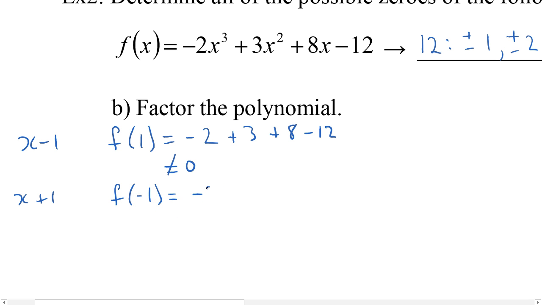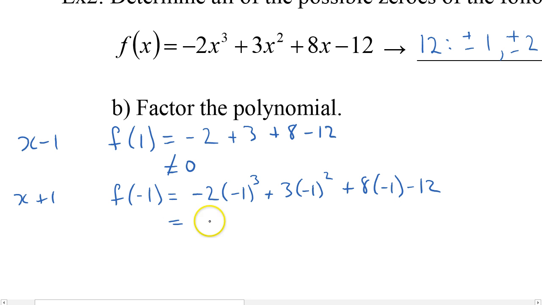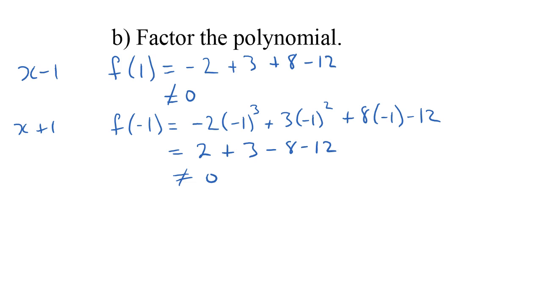So I'll get negative 2 times negative 1 cubed plus 3 times negative 1 squared plus 8 times negative 1 minus 12. Let's see. This will be negative times 2. Negative 2 is positive 2. That'll be a plus 3 minus 8 minus 12. I got a lot of negatives, not very many positives there. Okay, let's try x minus 2.